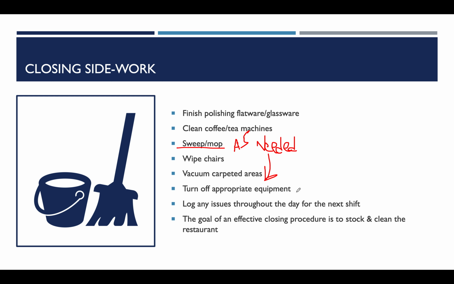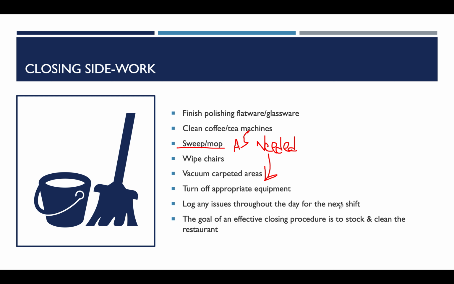Turning off appropriate equipment, such as the coffee machine, iced tea brewers, stuff like that. Could also mean the back house equipment. Here at the Class Act, our front of house managers are responsible for making one last sweep through the kitchen to make sure that things like the broiler and the fryers are turned off at the end of the day. Not only to save energy, but it's just a safety thing. We don't want something to spark up in the middle of the night.